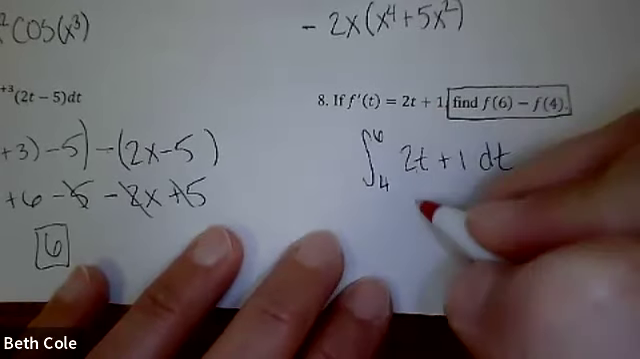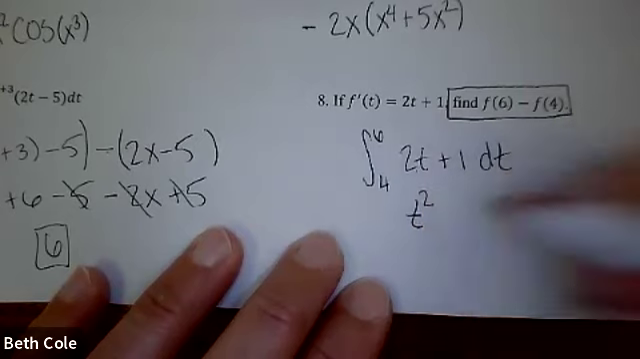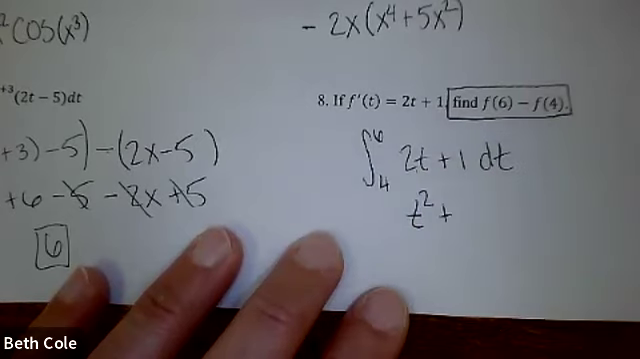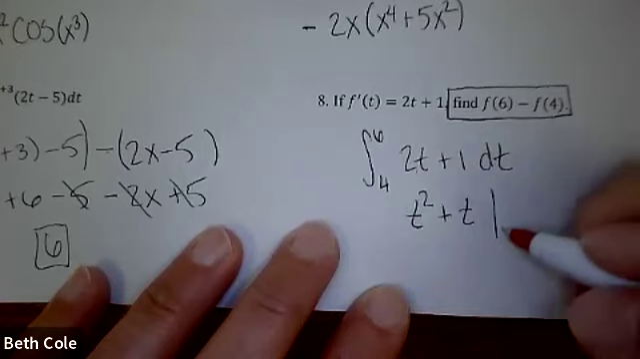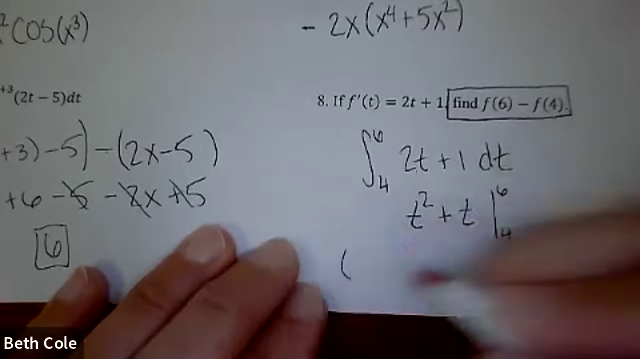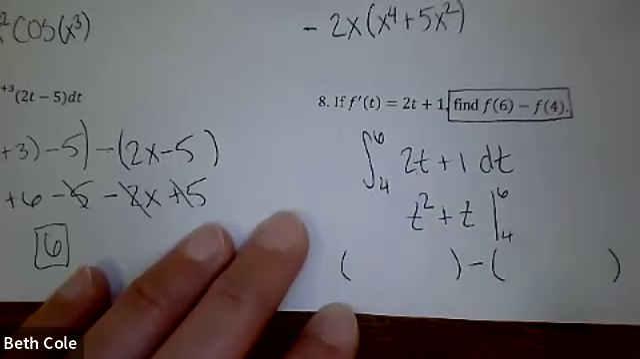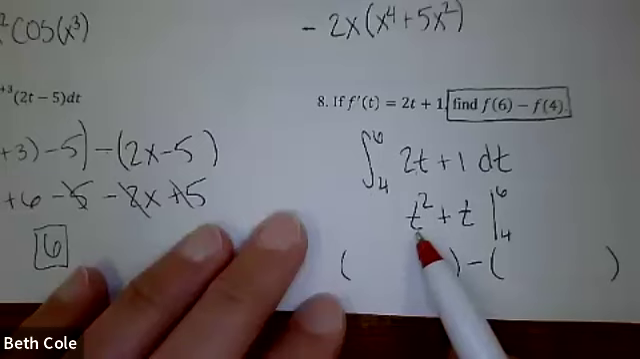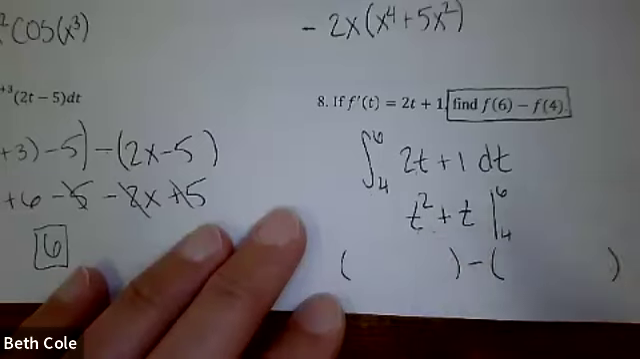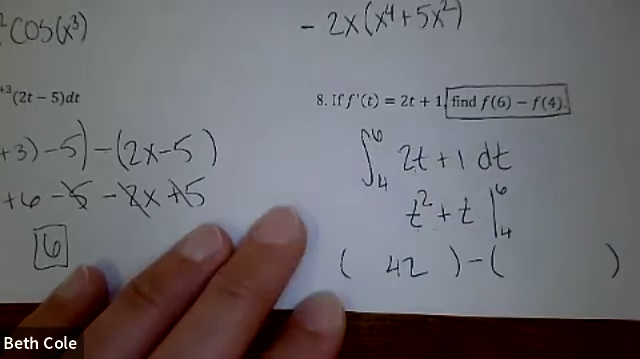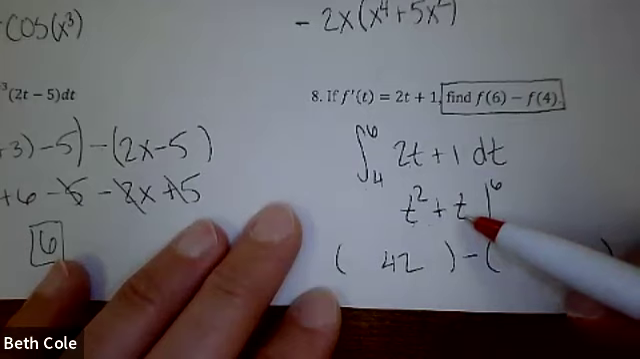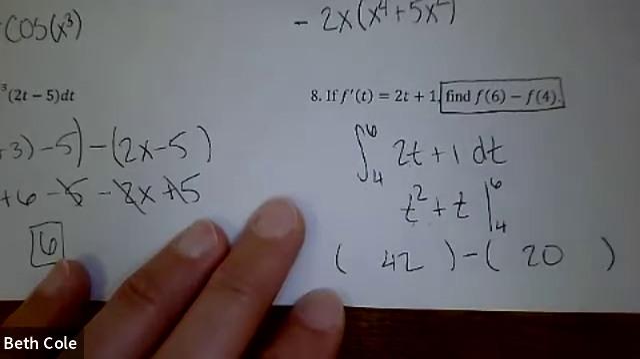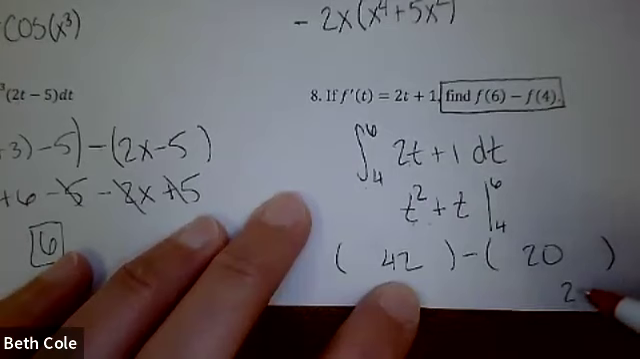Antiderivative of 2t. T squared. Antiderivative of just 1 is 1t. Yeah, good. Such that, there's no plus c because we're going to actually evaluate it. 4 to 6. Upper minus lower. So if we plug in 6, 36 plus 6, 42. Did I add that right? Okay. And then if you plug in 4, you would have 16 plus 4 is 20. So 22. Lovely.